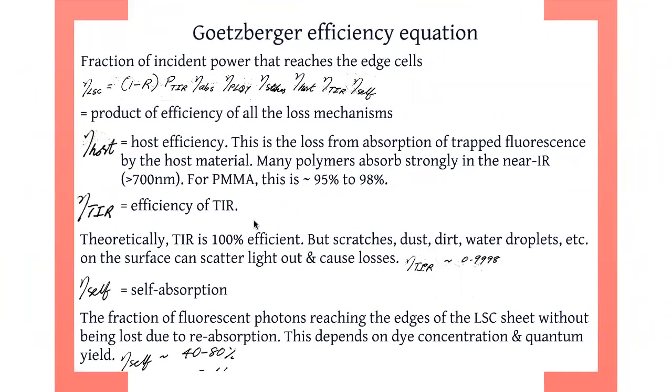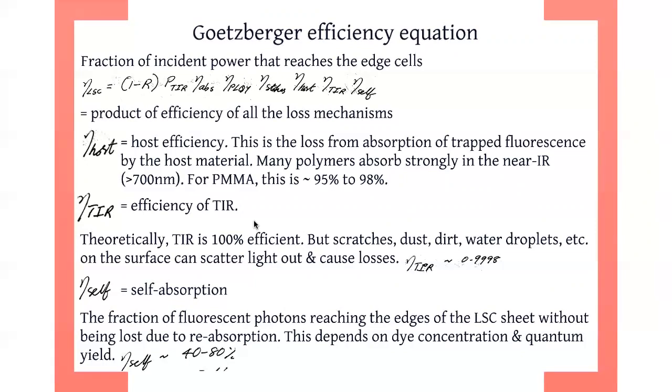Putting it all together, what's next? Okay. So we have Stokes, then host efficiency. That's the next one. Host efficiency. This is the loss from absorption of the trapped fluorescence by the host material. In other words, this blue light that's emitted here, I'm drawing this as passing straight through, but this material itself, the glass, might absorb some of this light, right? Because it's not perfect. There might be some scattering or some defects and so on. So you have to account for that. And if you use polymers, of course, they absorb in the near infrared. So if you use PMMA, which is plexiglass, this efficiency is about 95 to 98%.